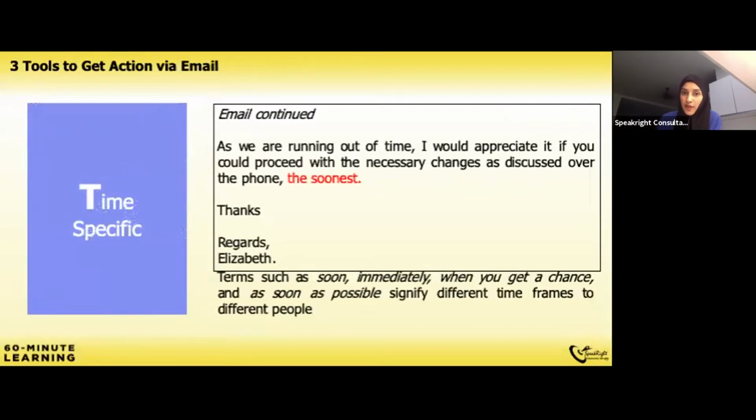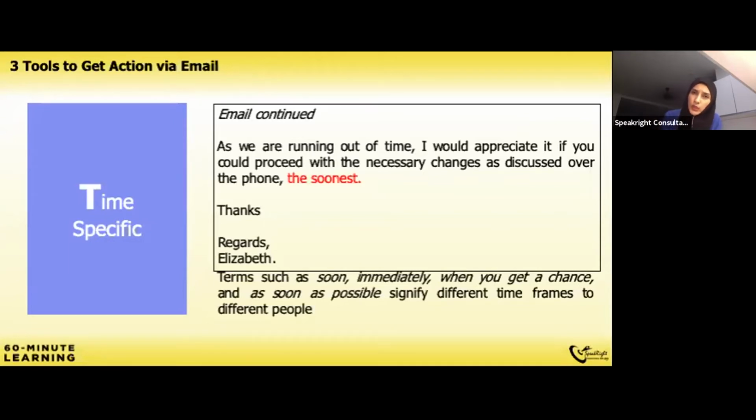And email continued. Now, this is very important. You have to be time specific. Email continued. I'm going to take the last excerpt of Elizabeth's email to Jenny. As we are running out of time, I would appreciate it if you could proceed with the necessary changes as discussed over the phone the soonest. The soonest? Jenny thinks. All right.